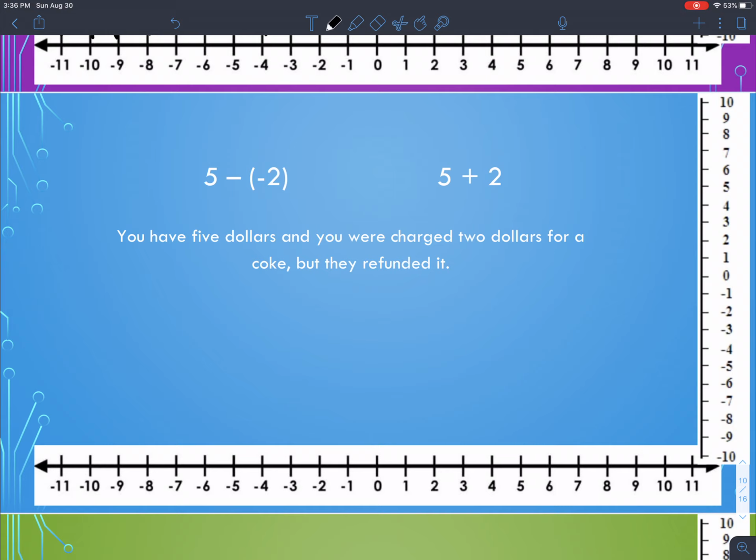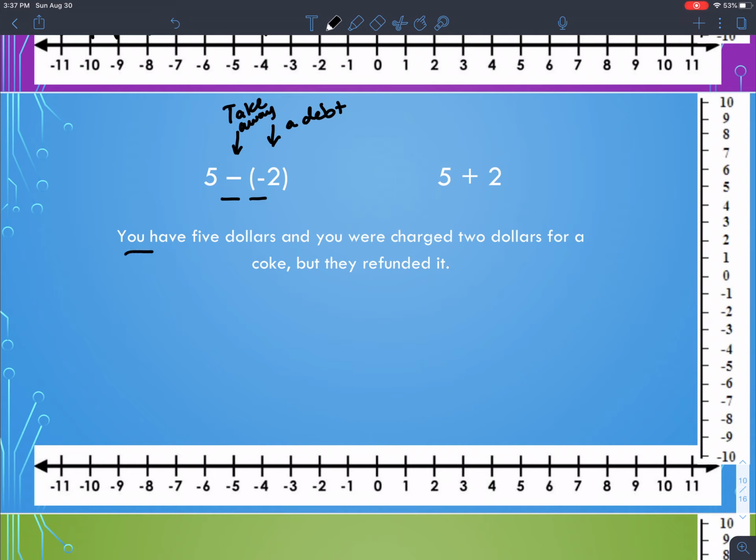So the first thing you need to know is subtraction means to take away, and negative means like a debt of something. So if you're saying you owe $2, that's a negative 2. Well, subtraction means to take that away. So what this means is when we are subtracting a negative, we are taking away a debt. So let me explain that a little bit further.